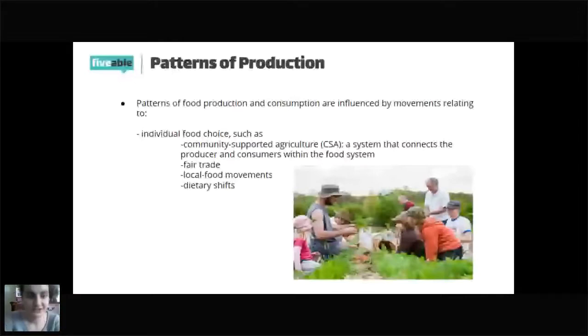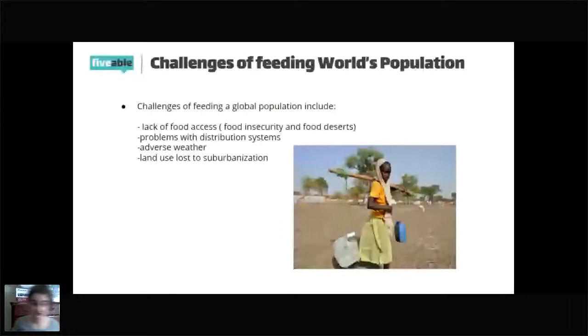Challenges of feeding the world's population. Okay, there's a lot of challenges, right? So lack of food access, food security, and food deserts. Depending again on the region of the world, there are a lot of regions where you can't really cultivate food. If they're too hot, then some foods might not grow there that would be good for eating, right?